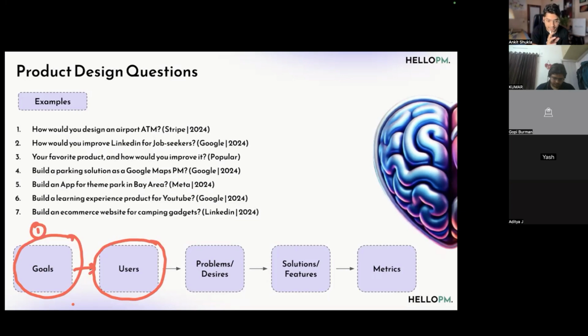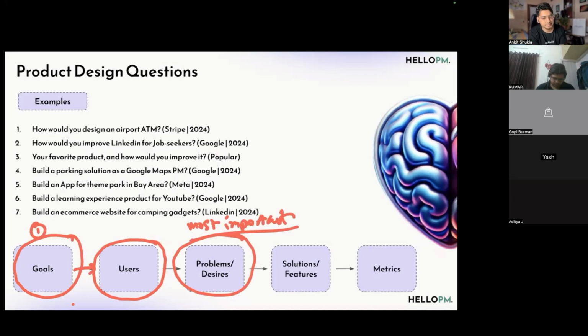Okay. After understanding the users, you have to understand their problems and desires. What are the problems and desires that these people have? This is the most important step.